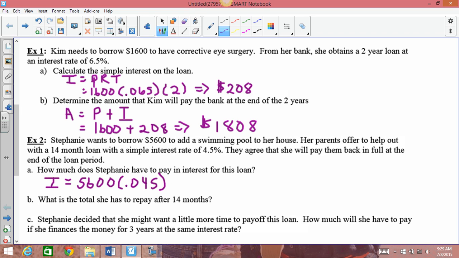Your rate, 0.045. And your time, and this is where I want to really hit home here, you're seeing here that the time is 14 months. So I need to convert those 14 months into years, so I put 14 divided by 12.